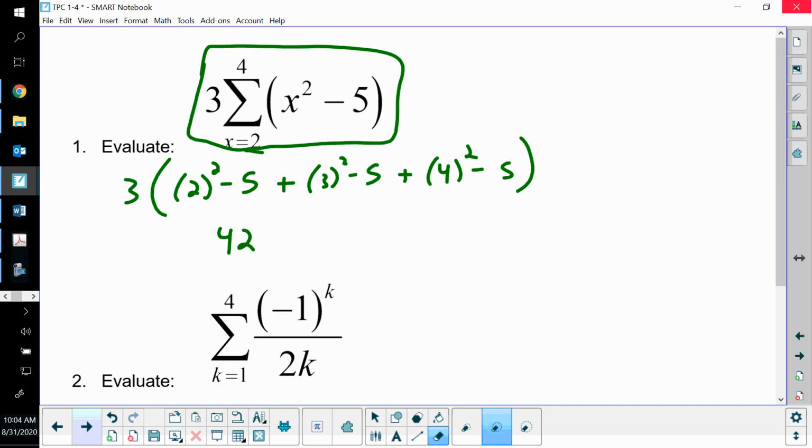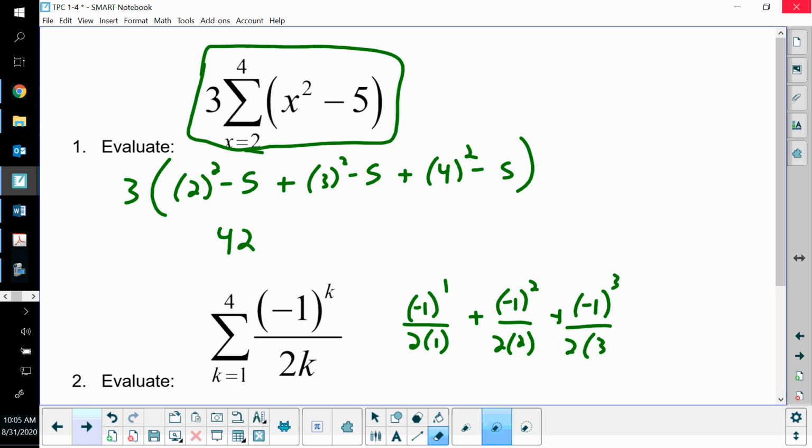All right, in the bottom of page 20, the last one, we're going to have negative 1 with the 1 subbed in over 2 times 1. Then we'll do plus. The next one we'll sub in is 2, so we'll have negative 1 to the 2 over 2 times 2, plus negative 1 to the 3 over 2 times 3, plus negative 1 to the 4 over 2 times 4.